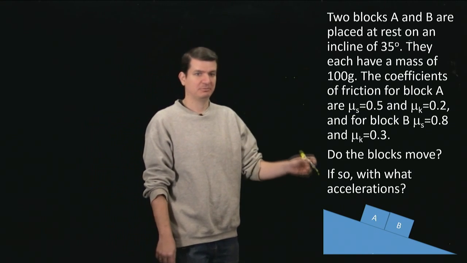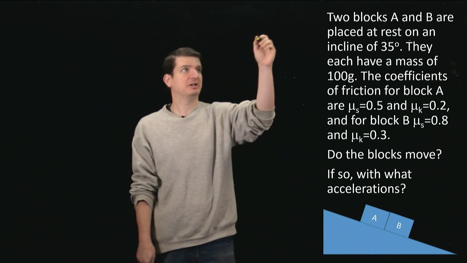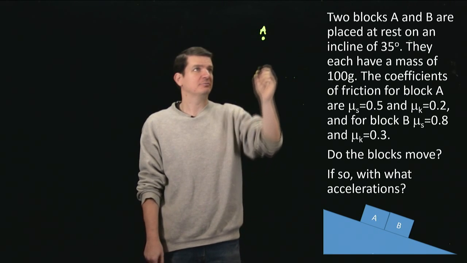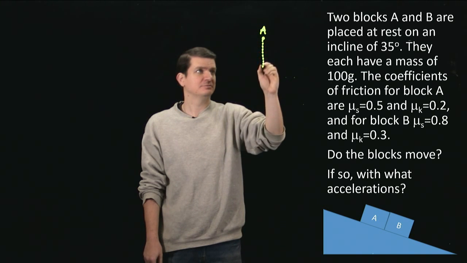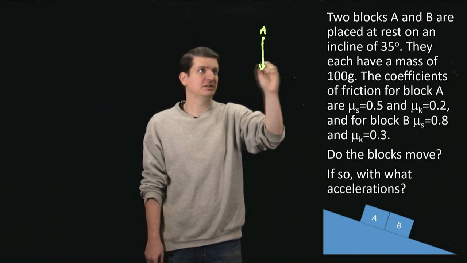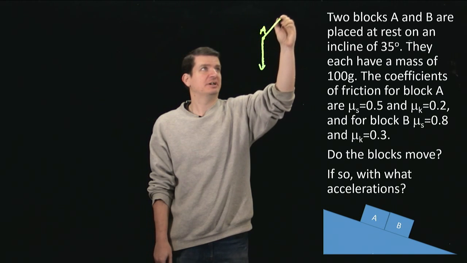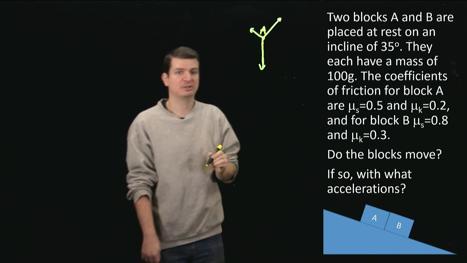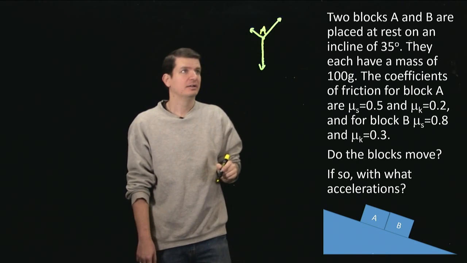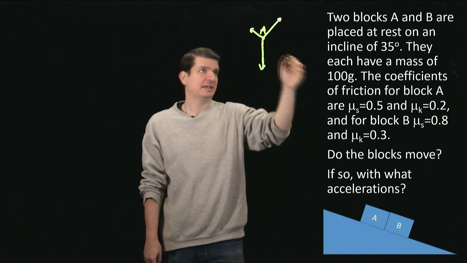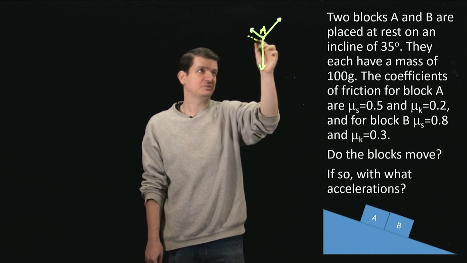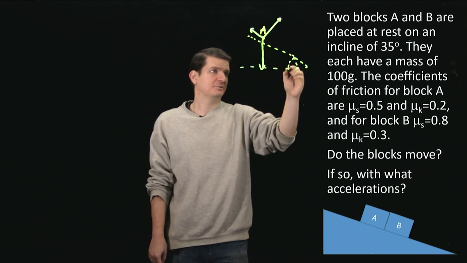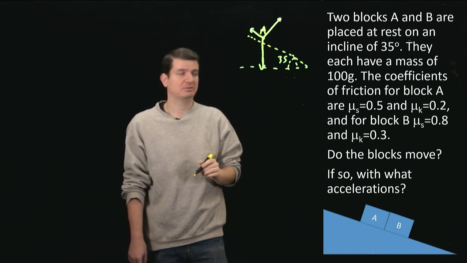So we'll start off with a nice force diagram for block A. Block A will be this one. And what does it have? Well, it has gravity, which is acting straight down. Actually, it's got some normal force acting normal to the incline, and it's got some friction force acting at the slope of the incline. Now, it's actually this angle. So here's the incline. I'll just draw it in like that. Like that. This angle is the 35 degrees.